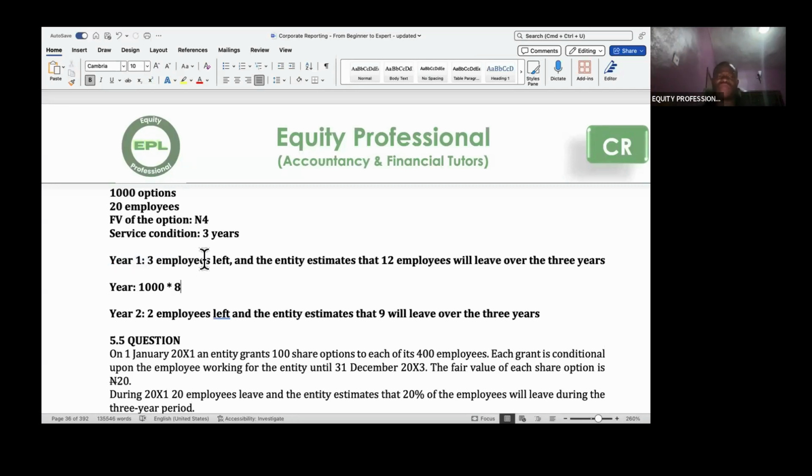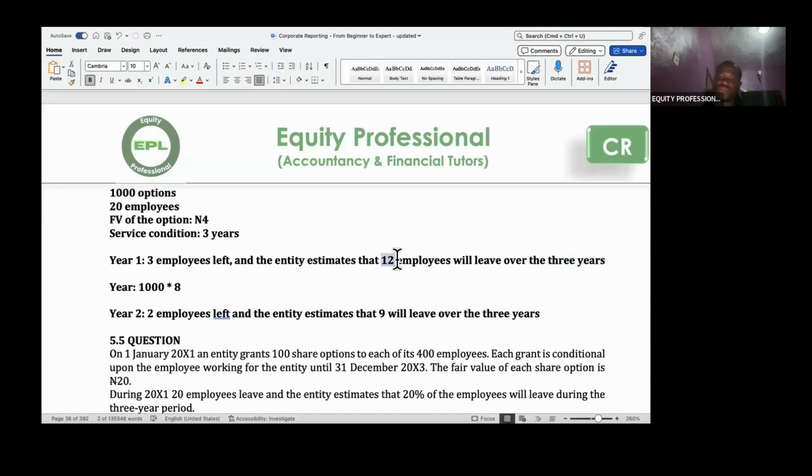They told us that at the end of year 1, 3 people left. We now estimated that, based on that information, 12 will leave over the 3 years. So that means only 8 will not leave. That's the estimate in year 1, and that's the answer for this one. Only 8 will not leave, since 12 will leave over the 3 years. So this 3 is already included in this estimate because they said over the 3 years.